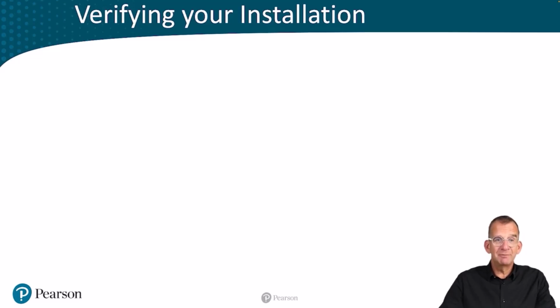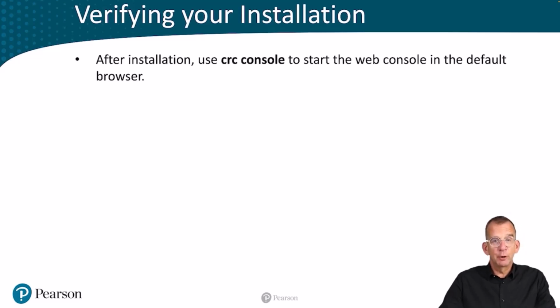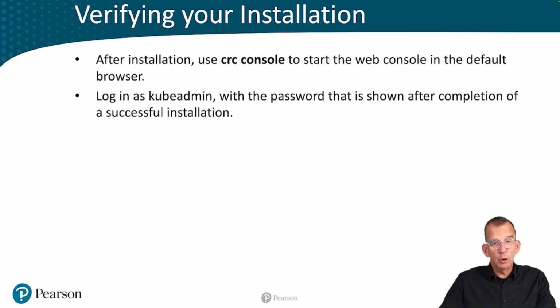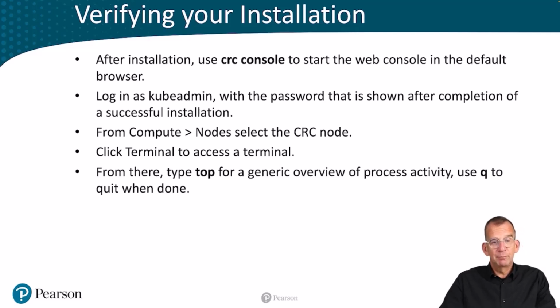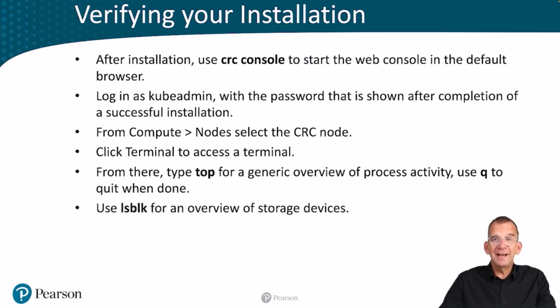And once you're done, you can verify your installation. So first you use crc console to start the web console in the default browser. You log in as kubeadmin with the password that is shown after completion of successful installation. And then from compute nodes, you select the CRC node, where you can click terminal to access the terminal. And from there, you type top for a generic overview of process activity, and q when you are done. And lsblk is interesting as well to give you an overview of storage devices on your OpenShift Local machine. Let me show you how this works.